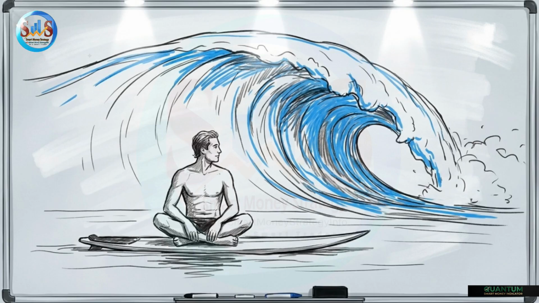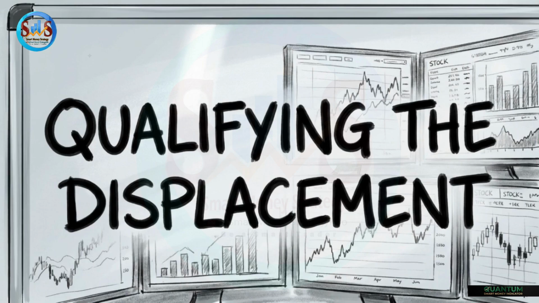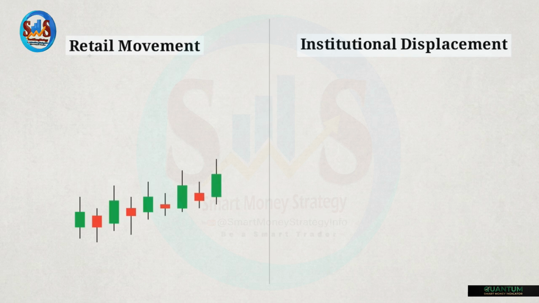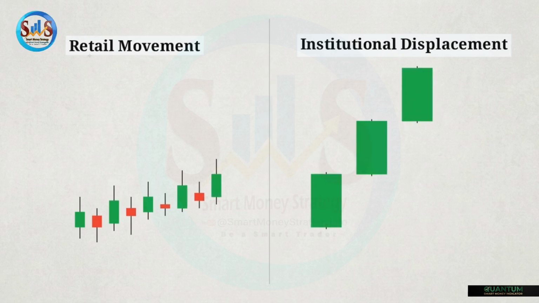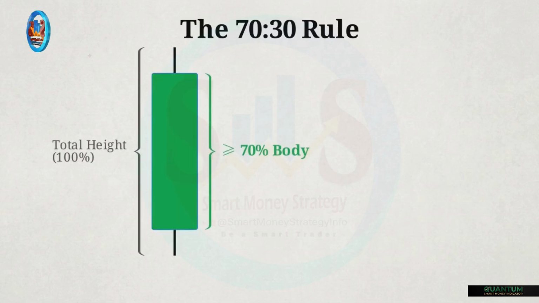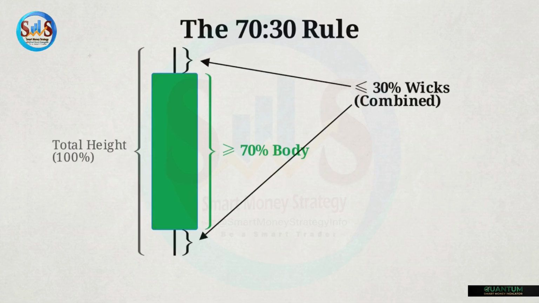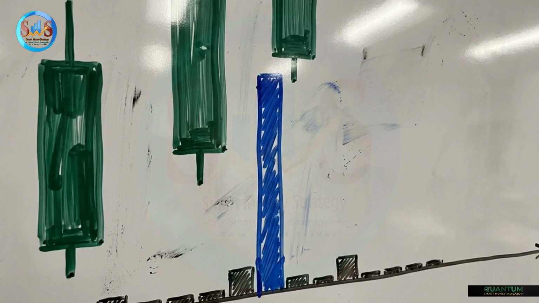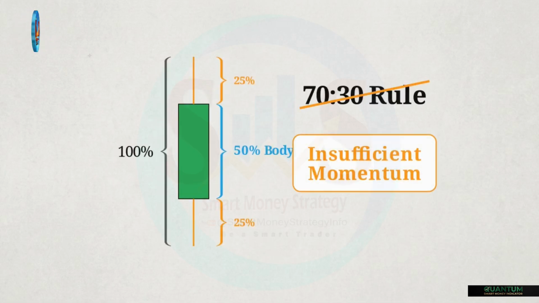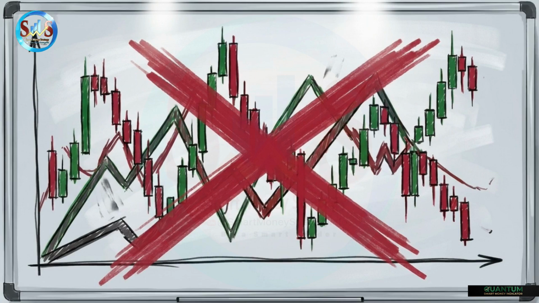Step 1 is identifying true institutional momentum. We need to distinguish between slow retail movement and aggressive displacement that aligns with the higher timeframe trend. We filter this using the 70-30 rule. Look at the initial rally leg. The solid body of the candlestick must make up at least 70% of its total height, with wicks at 30% or less. Seeing 2 or more consecutive candles meet this ratio identifies a sustained commitment of capital that small retail volume cannot produce. If the move lacks this 70-30 profile, the momentum is insufficient. You are looking at market noise, and the setup should be ignored.